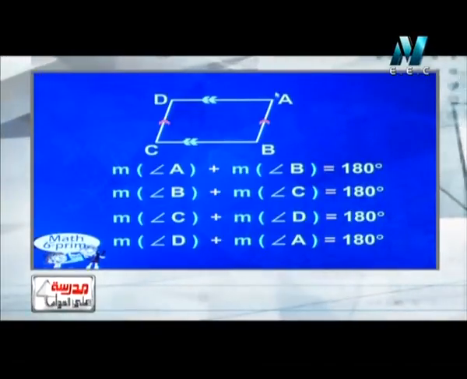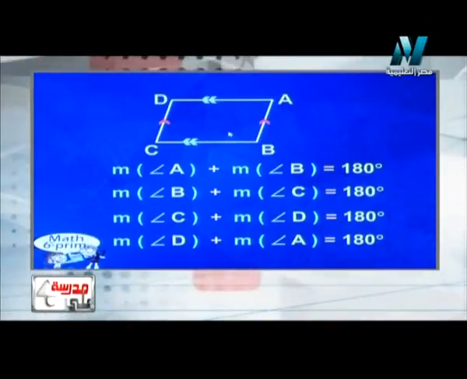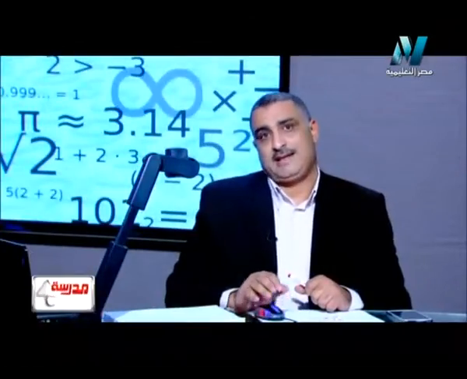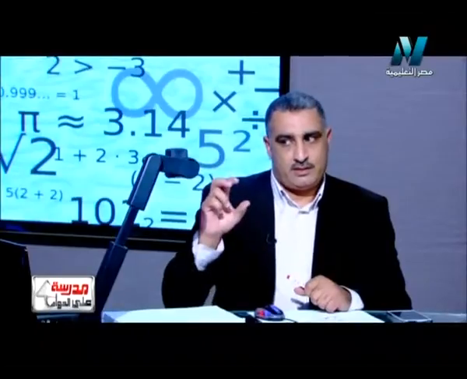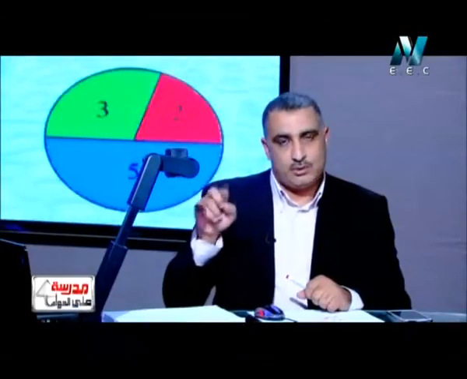What is the relation between A and B? Yes, we can say the angle A and the angle B are two consecutive angles. What does it mean? يعني ورا بعض. Angle A and angle B are two consecutive angles, يعني في ورا بعض متتاليتين.